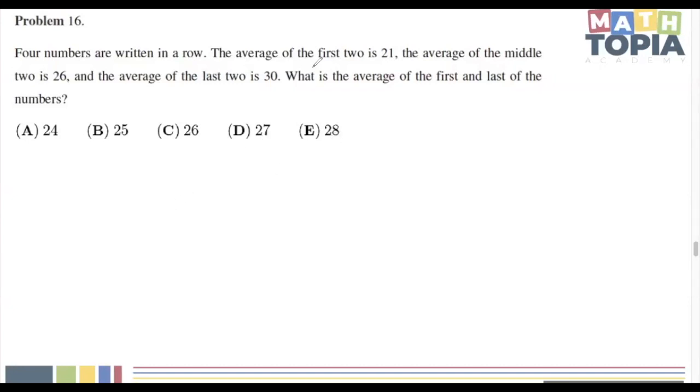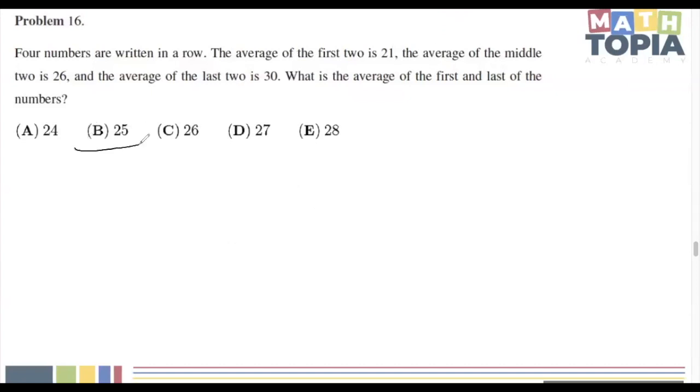So what you could do is just pick any number, for example, pick 21. And then the second number would have to be 21 for the average to be 21. Then pick, well, 31, because this would make the average 26. And then the average of the last 2 is 30, so the last number is 29. And then we're taking the average of these 2. That would just give us 25. That's one way to solve it.